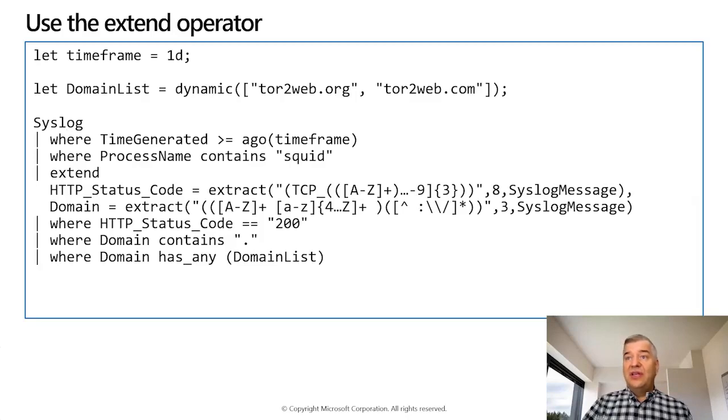Third, the extend keyword is used to create two new columns, the HTTP status code as well as the domain, which are being filled as the result of the extract function that is being used. The result set's progression via the pipe statement allows us to use the newly created columns as filters.